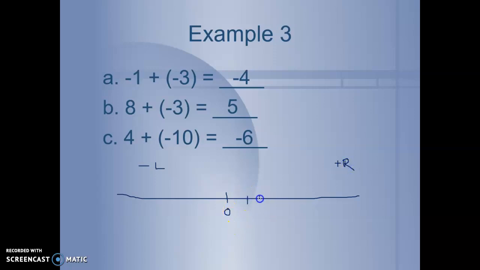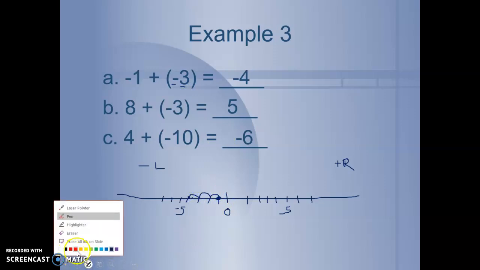So if we take a look at this first problem, for example, let's put some digits on here. 5 here, and 1, 2, 3, 4, 5, and -5 here. Okay, for these, like example A, I'm starting at -1. That's right here on the number line. And I'm going to the left 3. 1, 2, 3. And that's how we ended up at -4.